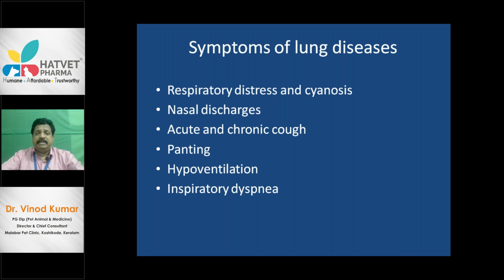Why there is a cough in a respiratory disease or a lung disease? All the time irritants are irritating the respiratory mucosa. So also exudates are formed. These exudates have to be expelled. For that, the cough reflex occurs. So acute and chronic cough is a symptom of lung disease. Not only in lung disease, in bronchial disease or even some lower tracheal disease also, this can occur.